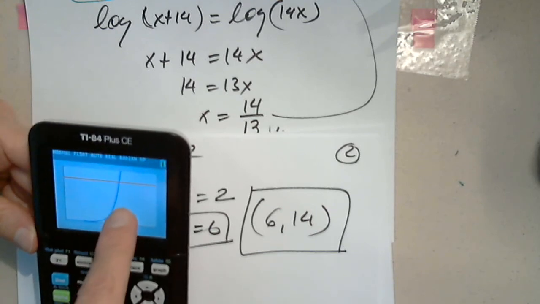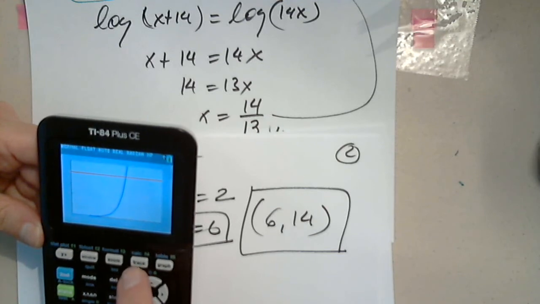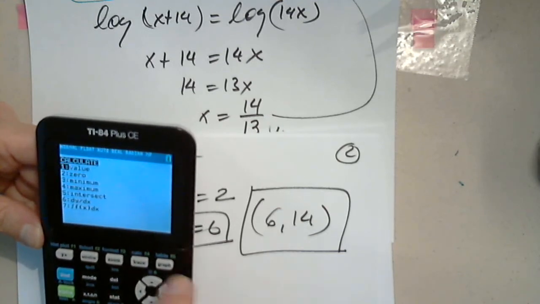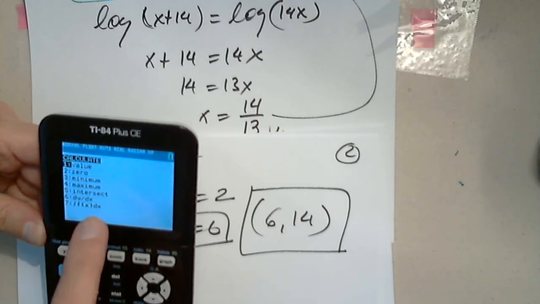And how do I find it with a calculator? Go to second and calc. I want to find an intersect, which is number 5. Press 5.